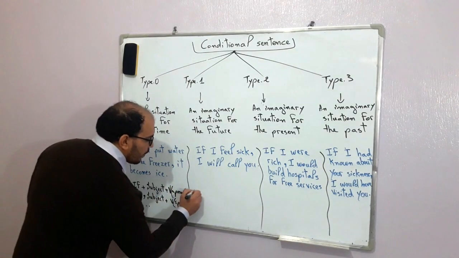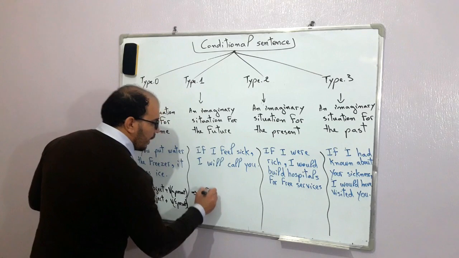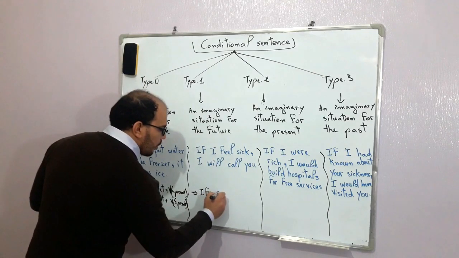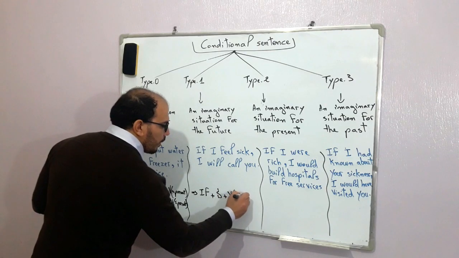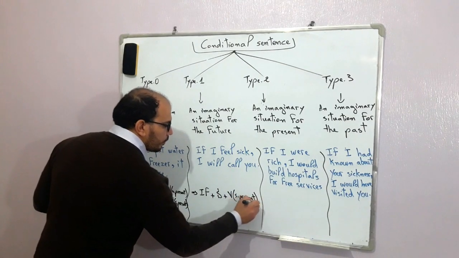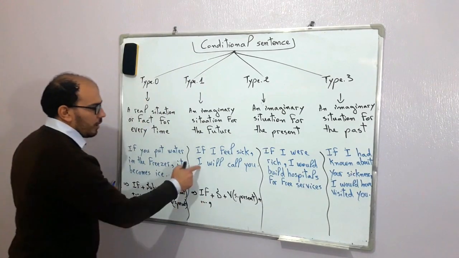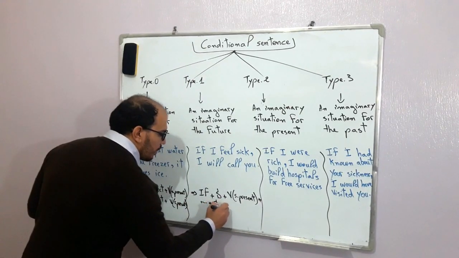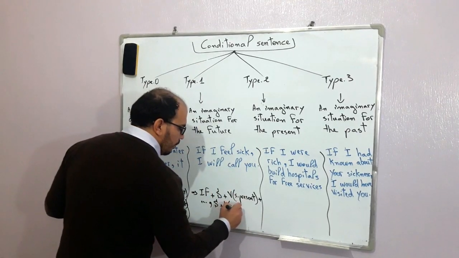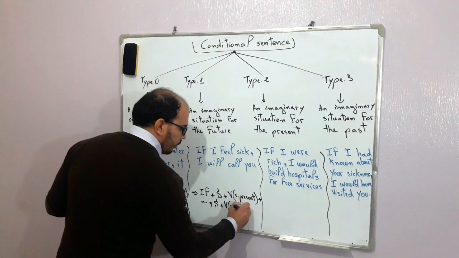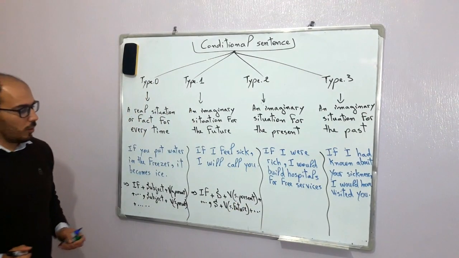For the next, I have if type 1. If plus subject plus the verb in simple present plus what follows, then we have a comma, then we have the subject plus the verb, will call, the verb in simple future, and then plus what follows.